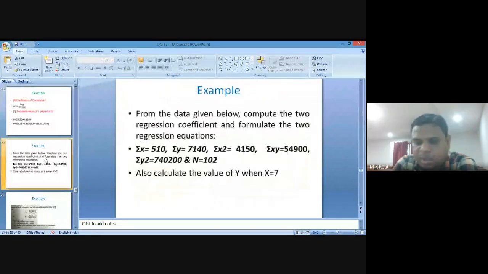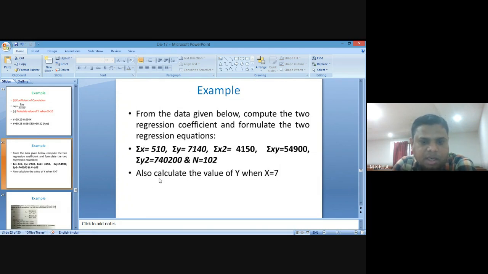So this type of question will appear in the semester examination. From the data given below, compute the two regression coefficients and formulate the two regression equations. Previously the x variable and y variable were given, and from them you had to calculate summation of x, summation of y, summation of x square, summation of xy, and the number of observations. But in this type of question, summation of x, summation of y, summation of x square, summation of y square, and summation of xy are already given. So you have to calculate these particular things by using these methods.